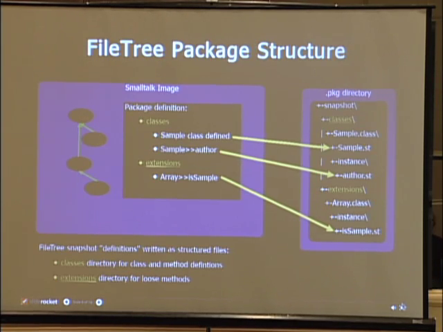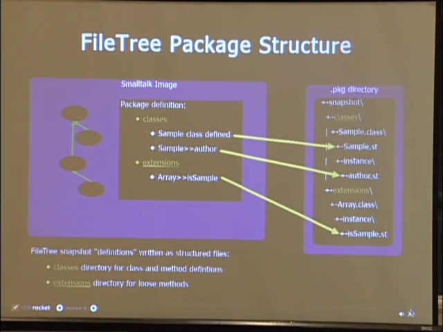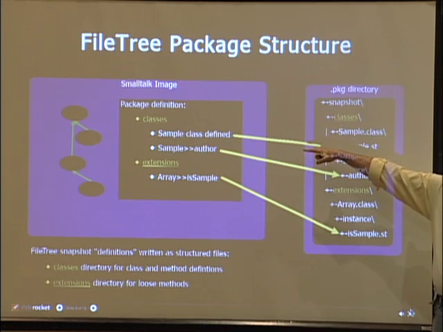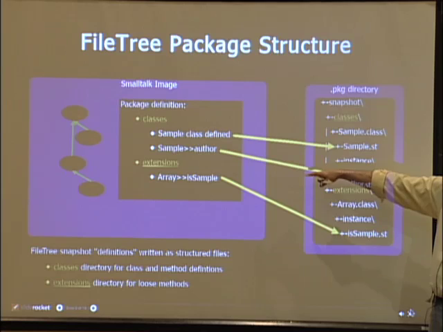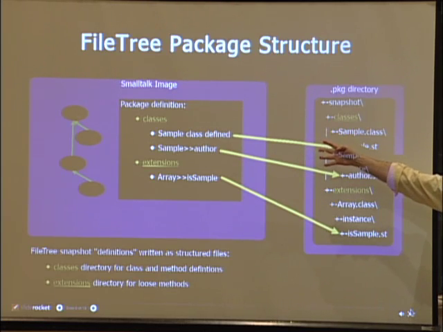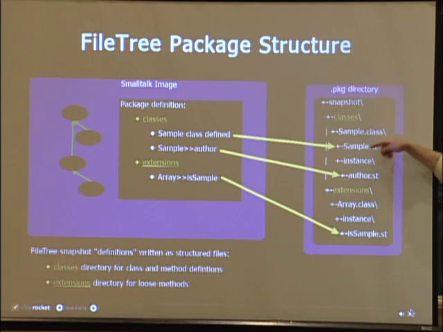So the file tree package structure starts with a package definition that says the sample class is defined in this package, the sample offer method is in this package, and array is sample is an extension method. All right? That's the contents of the package. I write that out. Sample.class is the directory that holds all the sample class stuff. Sample.st, author.st is sample.st. I have these extensions, classes, snapshot.